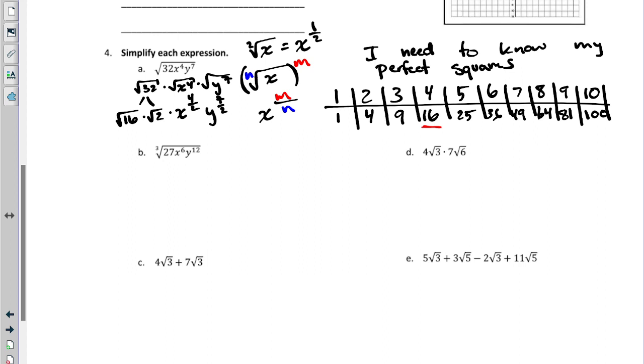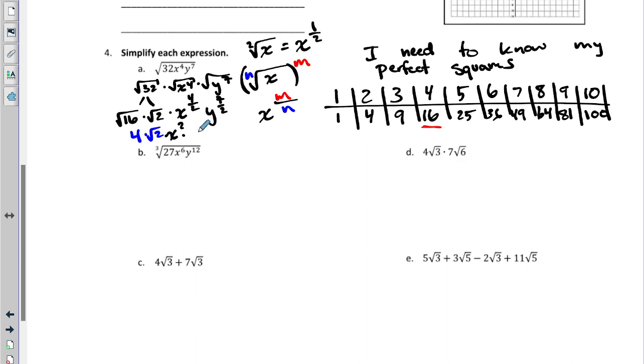I promise we're simplifying it. I promise things will get better. But here we go. And so here's where we end up. I know what the square root of 16 is. That's why I chose one of these perfect squares. I know that this is just equal to 4. Okay? So I have 4 times the square root of 2. X to the 4 over 2 is really just x squared. So times x squared times y to the 7/2.